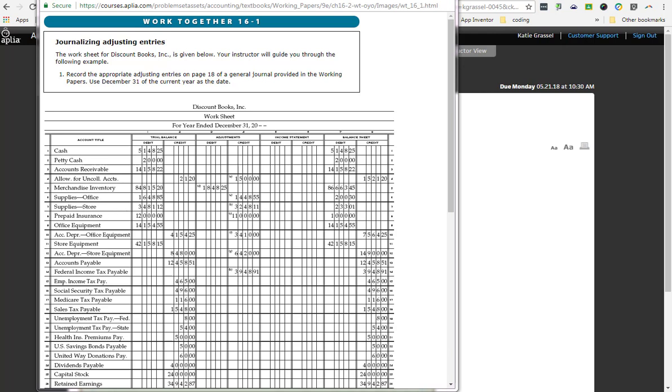And when you journalize, what account has to go first? Debits always have to be listed first. So if you list the credit first, it will also mark you wrong.